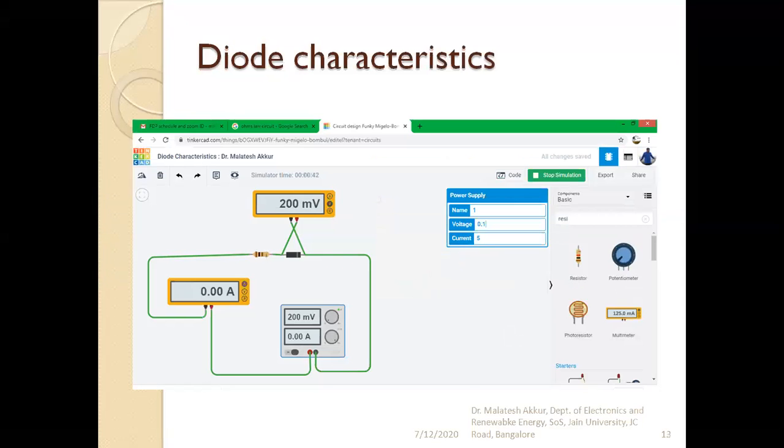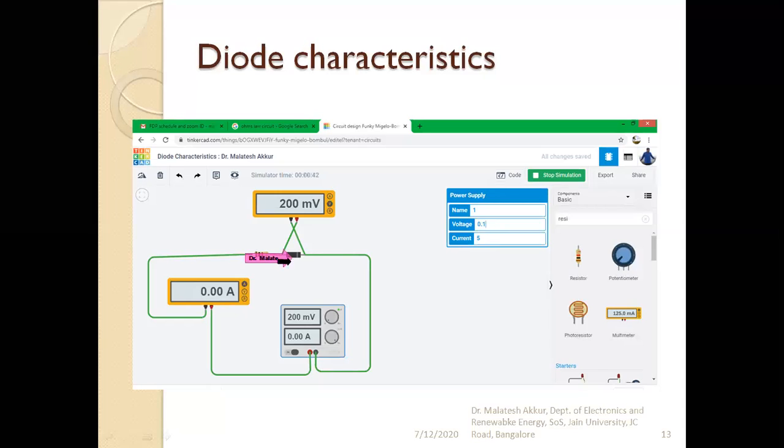This is another experiment, the diode characteristics. I think you know the semiconductor diode. It is made of semiconductor, N type and P type. So we can make this diode forward bias or reverse bias. Forward bias means when P type is connected to the positive and the N type is connected to the negative. You can see this is the diode now.